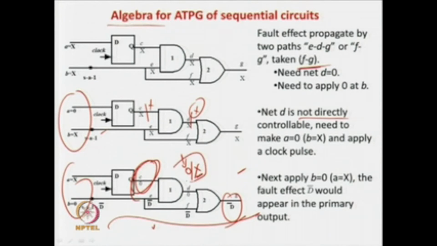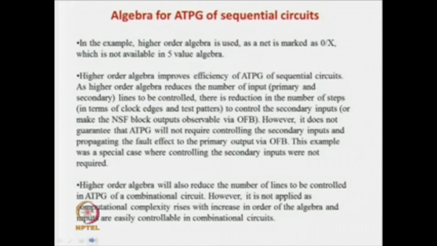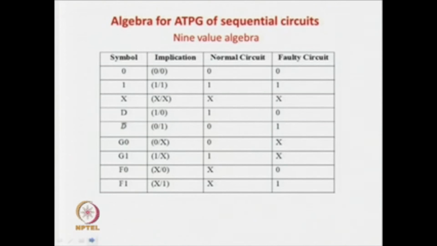But for that you require some special symbols. This was about the theory we are discussing, that higher order algebra requires a symbol like 0/x and all these things. Higher order algebra has many advantages, we will come back. By adding one extra symbol, 0/x, we got that in a sequential ATPG, at least one pattern or one level of computation was less required.